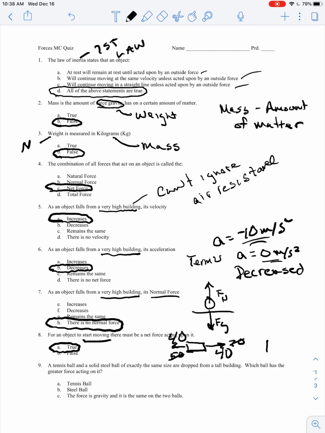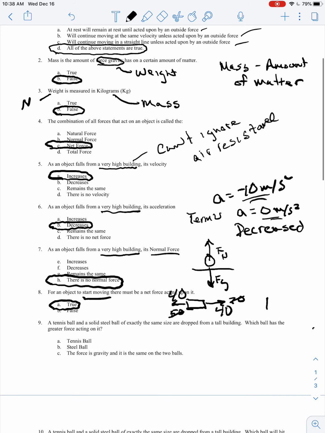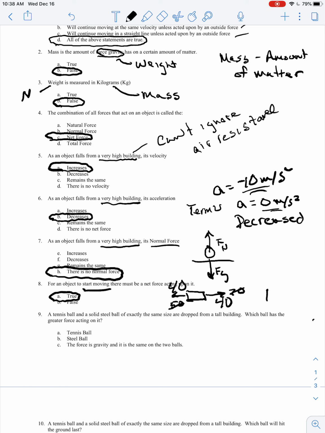A tennis ball and a solid steel ball, exactly the same size, are dropped from a tall building. Which ball has the greater force acting on it? So here's my tennis ball, and here's my steel ball. If I draw the weight of these things, my tennis ball might weigh this much, Fg, and my steel ball is heavier. I'm going to draw that like this. By same size, they mean they're the same volume, so they take up the same amount of space. I don't care that the tennis ball's a little fuzzy. We can put fuzz on the steel ball if we wanted to.